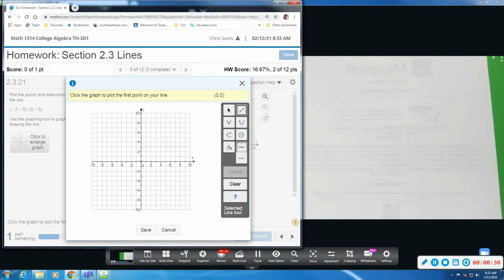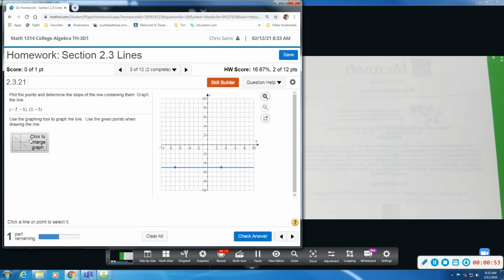So if I go left 7 and then down 5, you get this point. And then if I go +3, -5, so +3 down 5, you get this point. Alright, so we're going to save that. So that is the line.